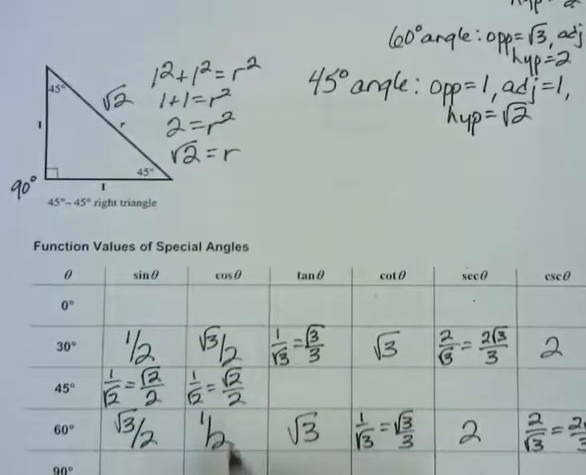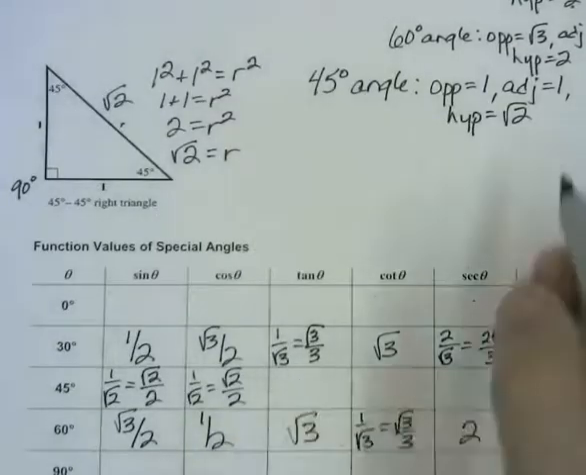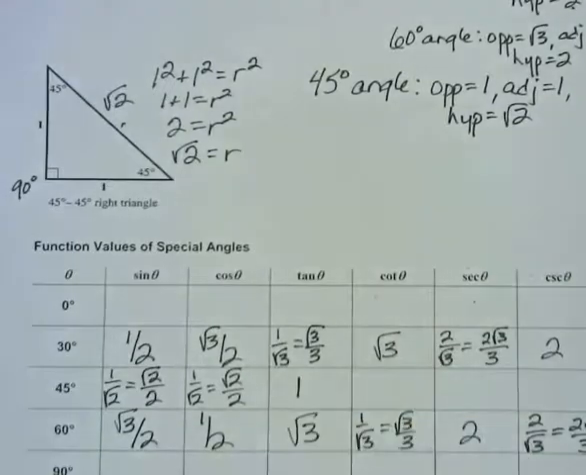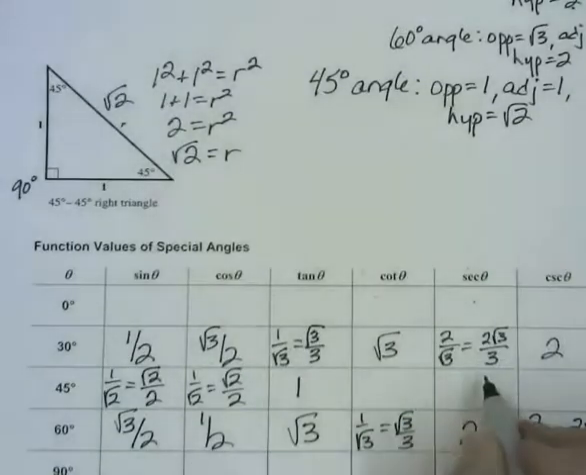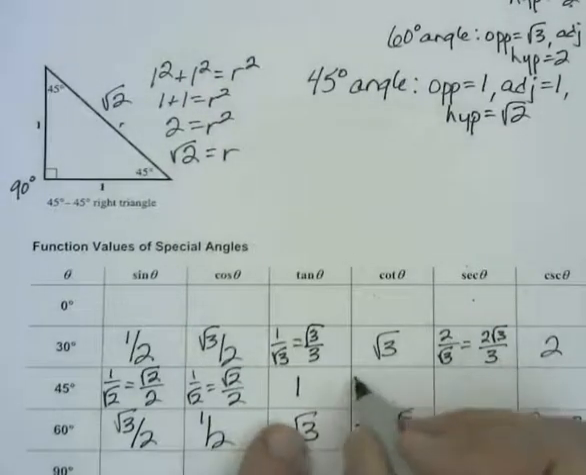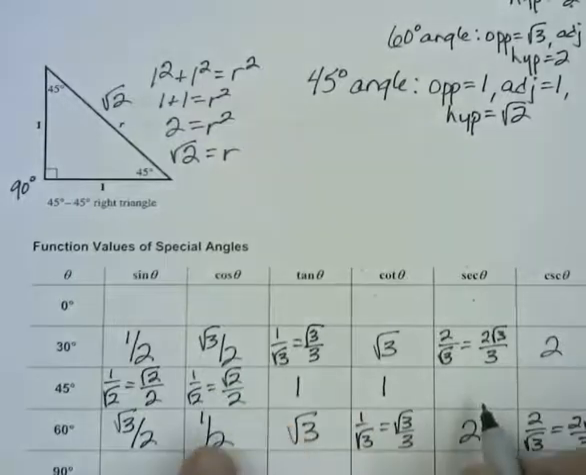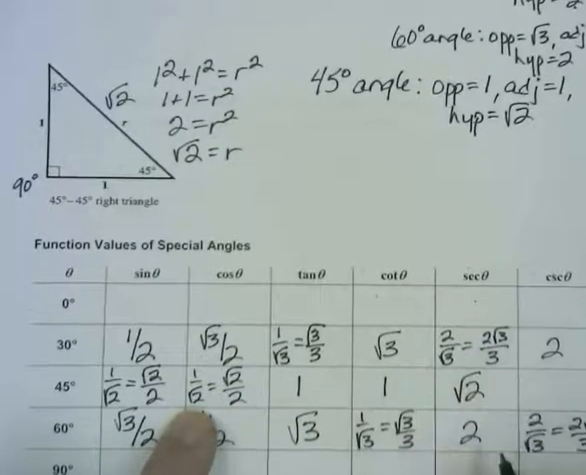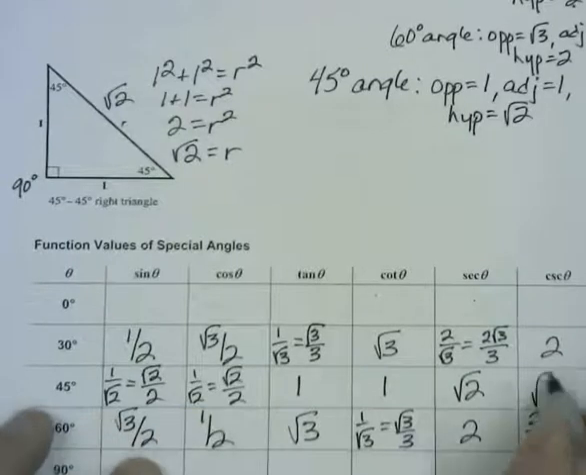So both sine and cosine have the same value at 45 degrees. Tangent is opposite over adjacent, which would be 1 over 1. So that just turns out to be 1. And then we can do our 3 reciprocal functions. So cotangent would be 1. Secant would be, if we flip this over, the square root of 2. And cosecant would also be the square root of 2.